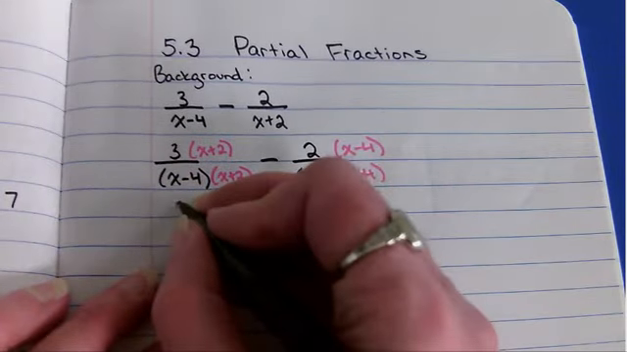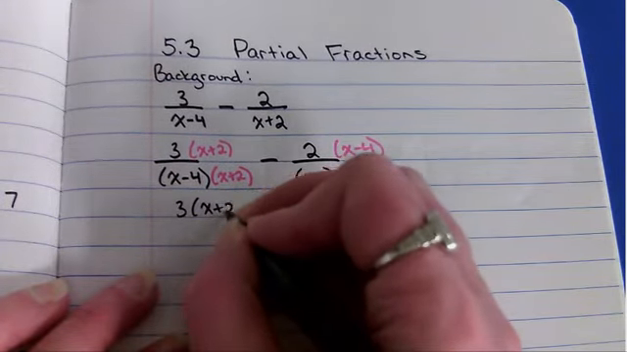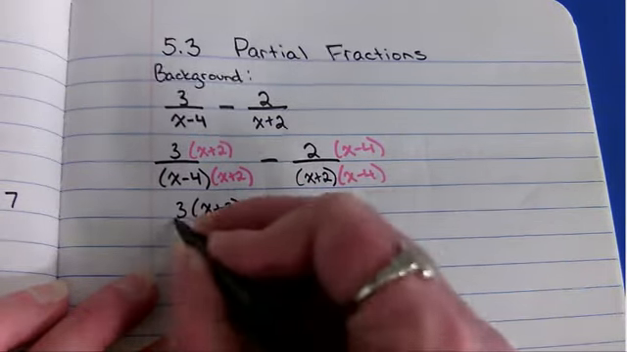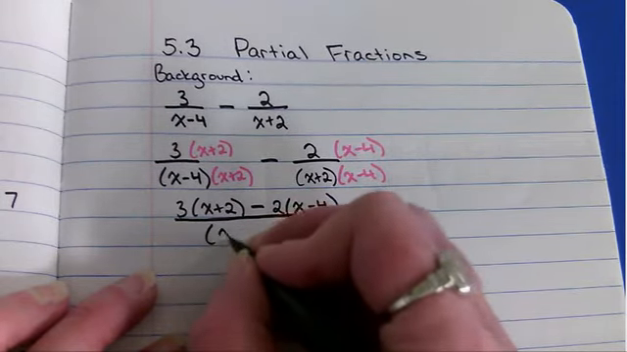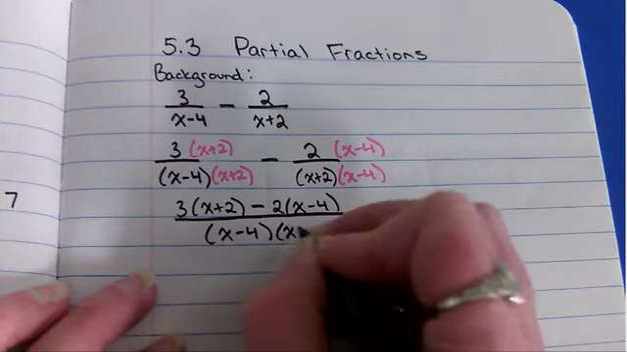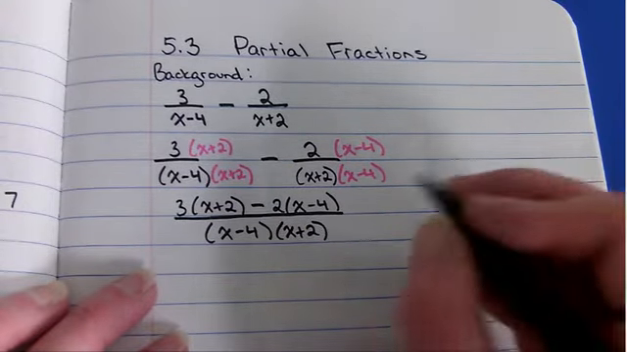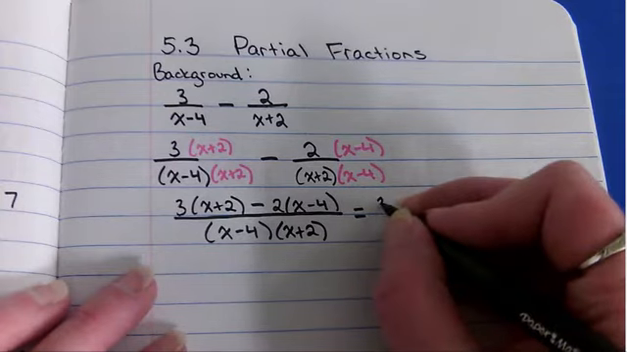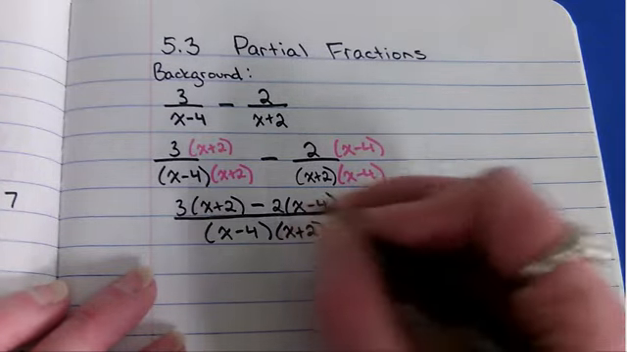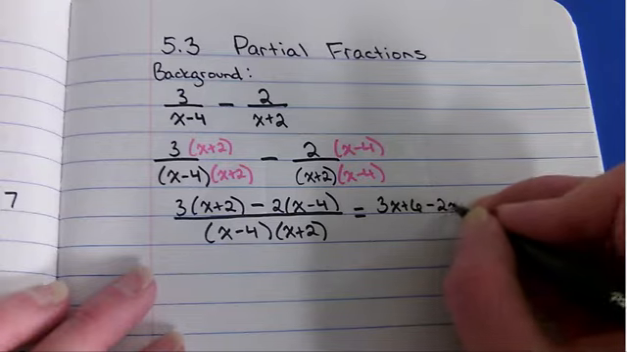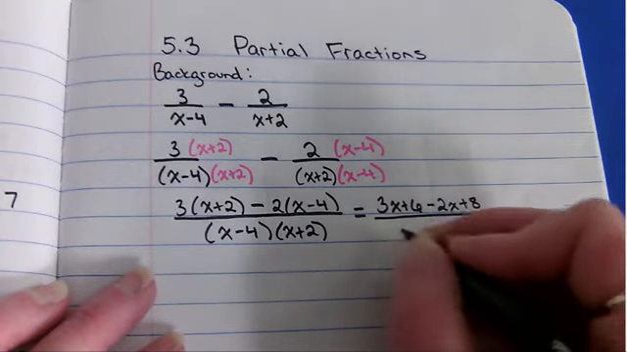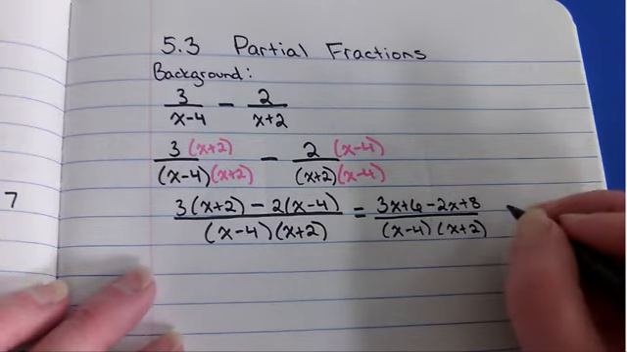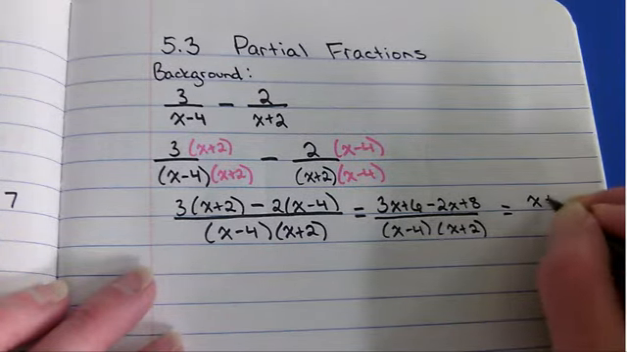So I'm going to be taking 3 times x plus 2 minus 2 times x minus 4 all over x minus 4 times x plus 2. And when I simplify that out, let me distribute. So that would be 3x plus 6, then distribute here, negative 2x plus 8 over x minus 4 times x plus 2. Simplify even further, that's x plus 14.